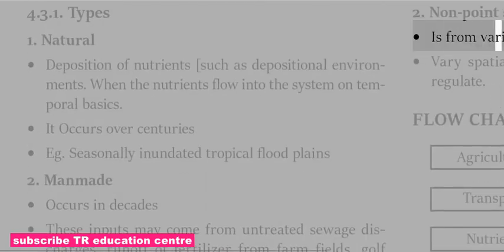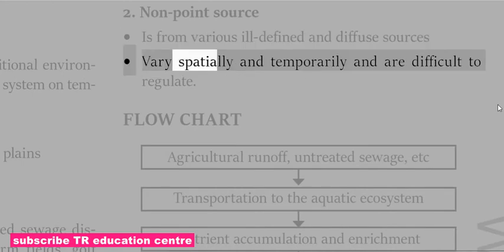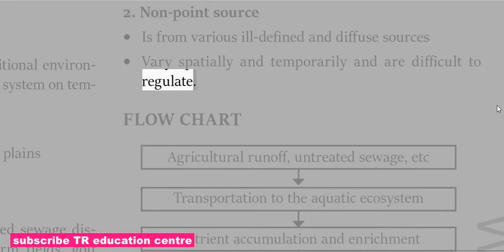2. Non-point sources: these come from various ill-defined and diffuse sources, vary spatially and temporally, and are difficult to regulate.